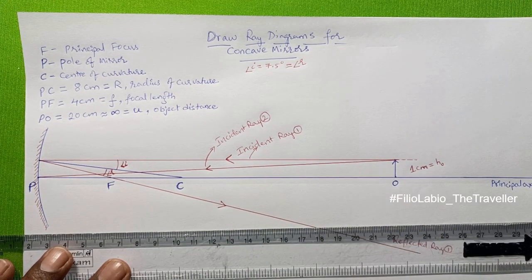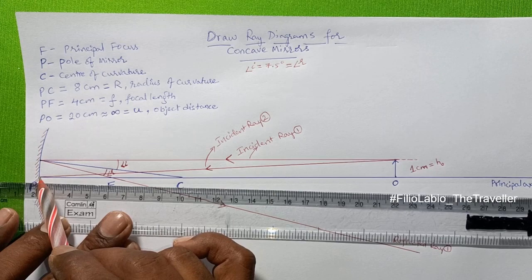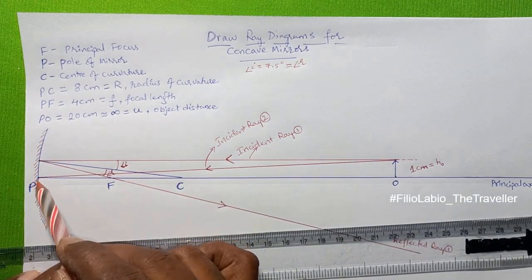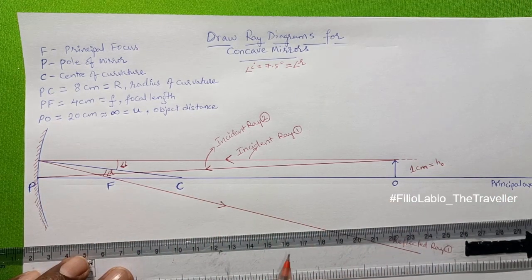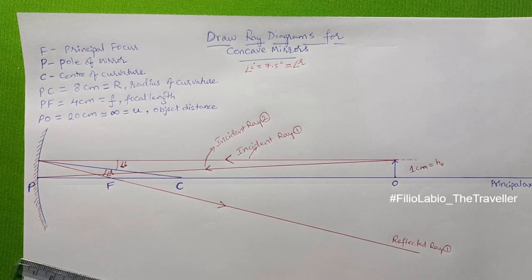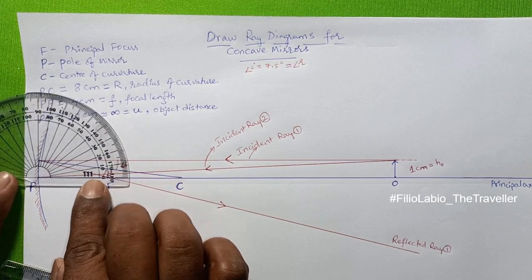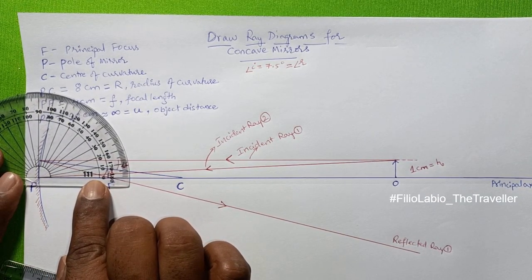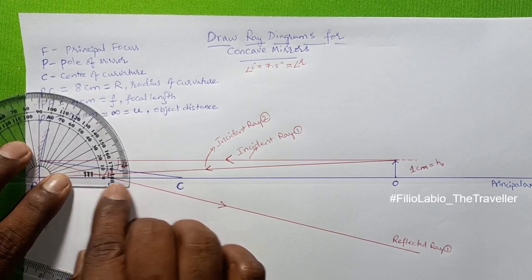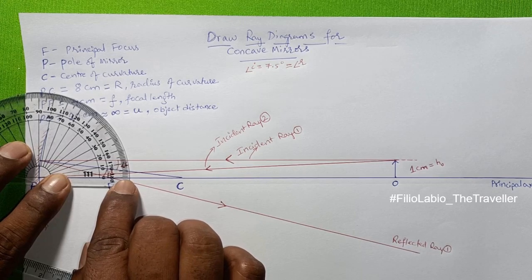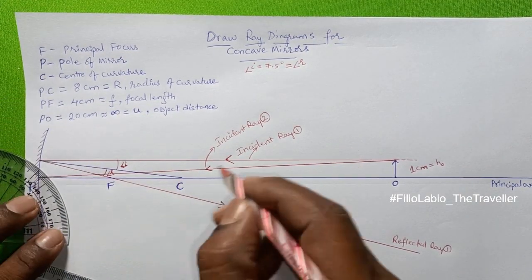Now, from the pole, the normal to this curved surface is always the principal axis. The principal axis itself is a normal. Therefore, we need to measure the angle of incidence. Let us measure the angle of incidence. Here it is approximately 1 degree, 2 degrees, 3 degrees. So now this is approximately 3 degrees.